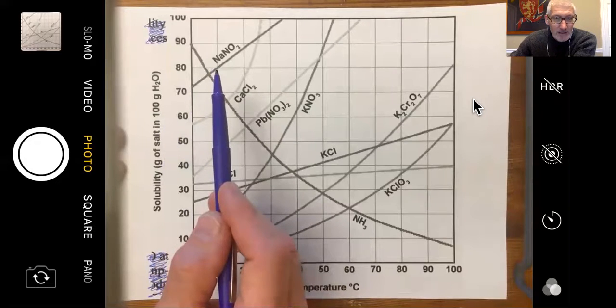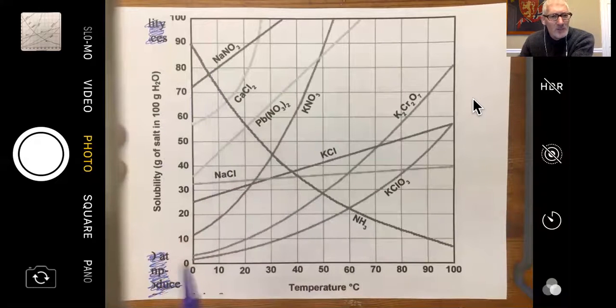All right, so now let me ask you guys a question. I'm going to go over there to Stella. Stella, what if I had 100 grams of water at 20 degrees Celsius? How many grams of NaNO3 should I expect to be able to dissolve at 20 degrees Celsius?